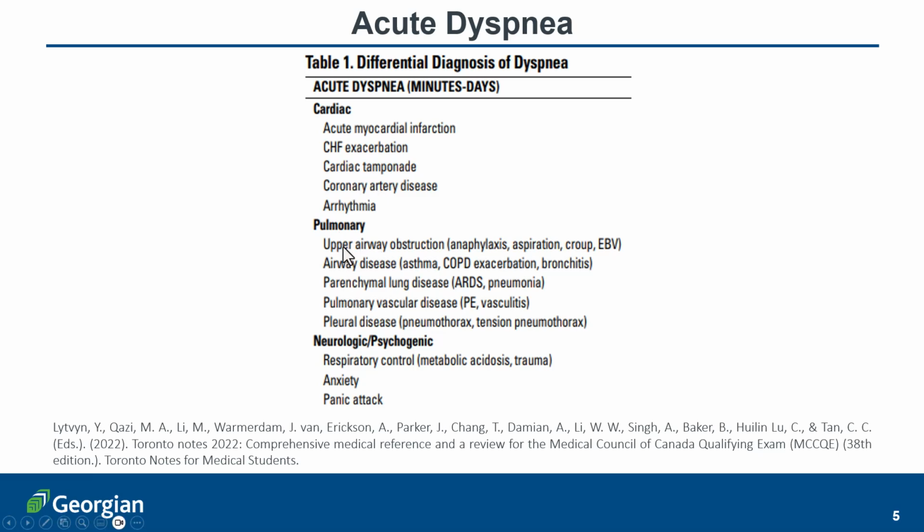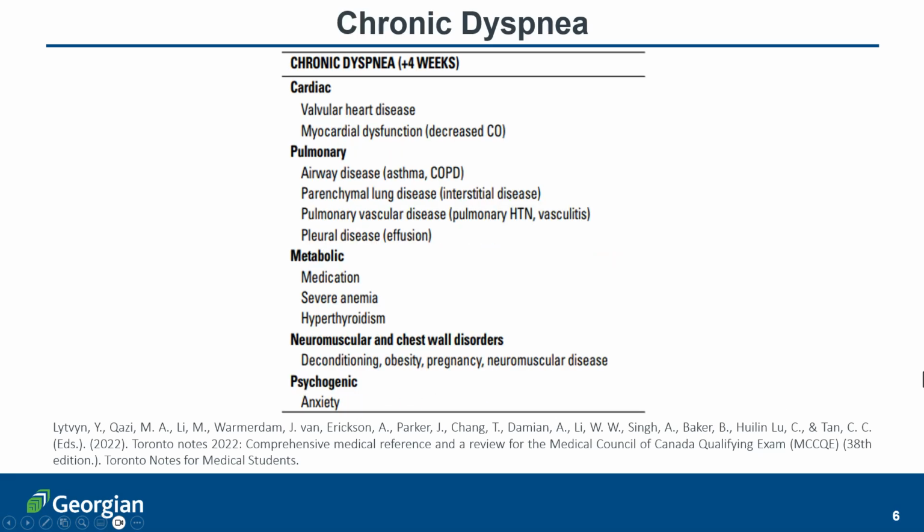But it's not just pulmonary disorders that can cause acute dyspnea. There are various cardiac causes as well, such as acute myocardial infarction, exacerbation of heart failure, cardiac tamponade, CAD, and various arrhythmias. So the point being, acute dyspnea is not just caused by pulmonary disorders. We also saw neurological causes such as metabolic acidosis, whereby the respiratory centers are affected, which can cause that Cheyne-Stokes breathing, but anxiety and panic attacks can also cause acute dyspnea.